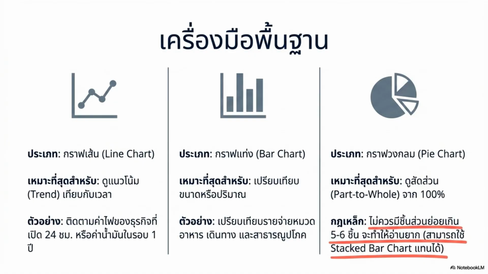Basic tools include the line chart, suitable for tracking trends over time, and the bar chart, ideal for comparing sizes or quantities. The pie chart is best for showing parts to whole from 100%, but avoid using more than 5 to 6 slices to maintain readability. Consider using a stacked bar chart instead.